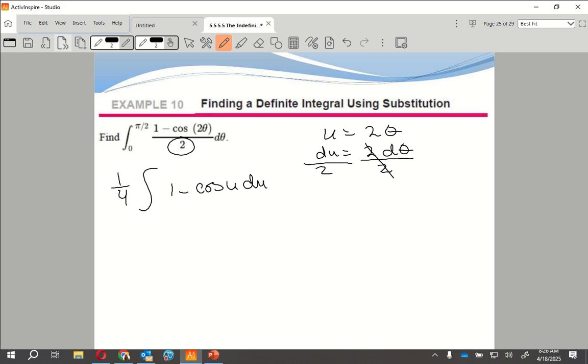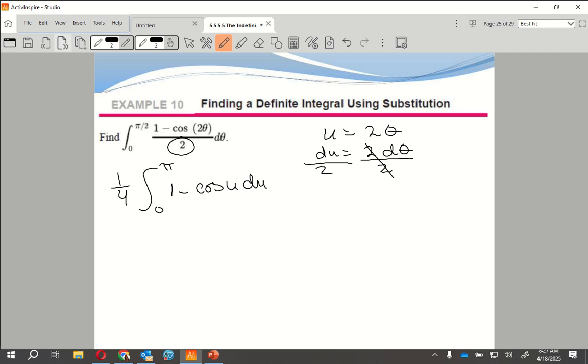Alright, let's go back over here. So pi over 2, I'm going to change my theta bounds to u bounds. Pi over 2, so pi over 2 times 2, 2 pi over 2, which gives me just... yep, 0. 0 times 2, so I get 0.